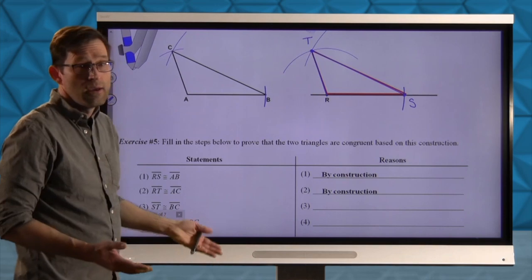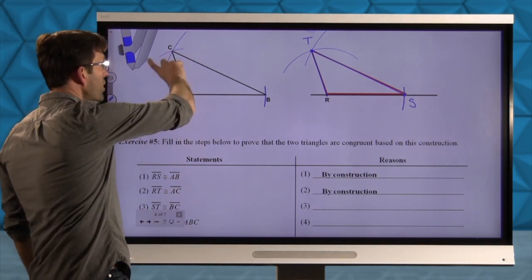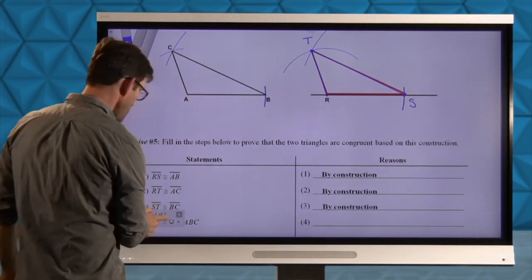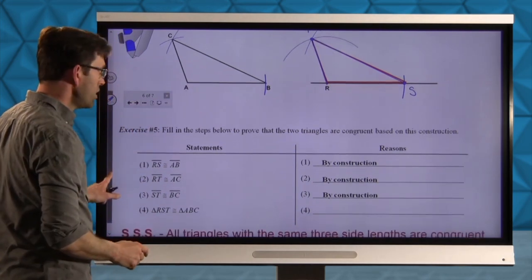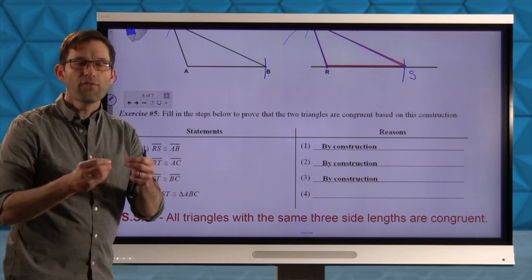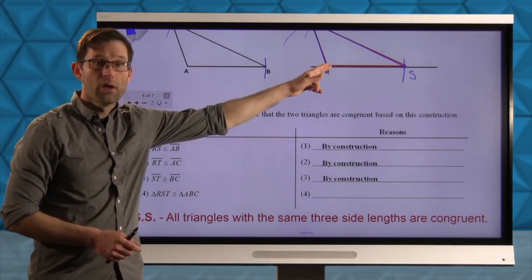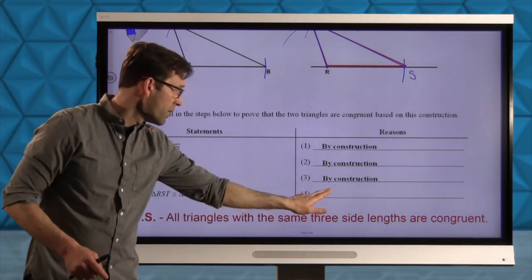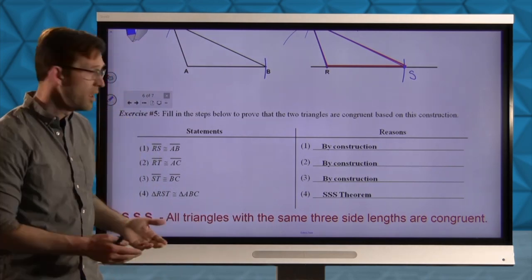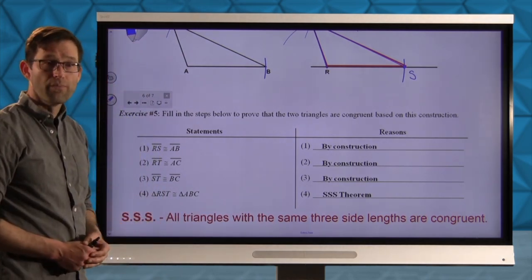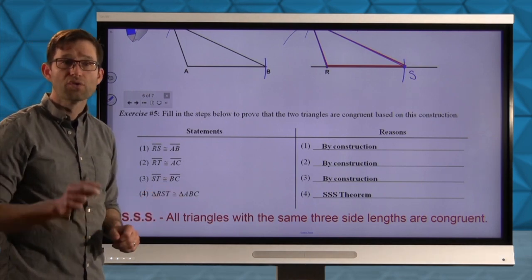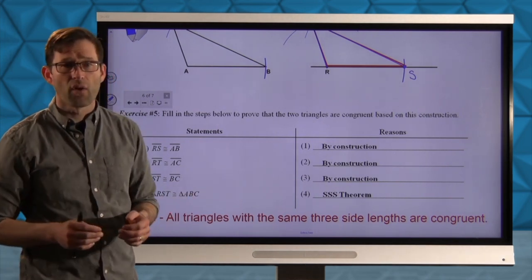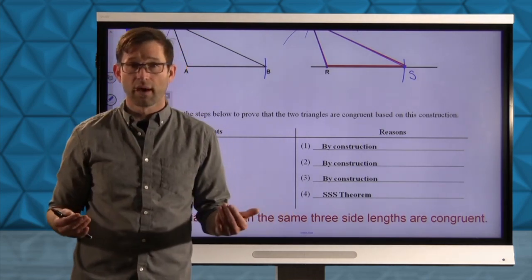Again, I hate to say it, but it's by construction. I came over here, I marked the length of AC, and then I marked it over here, right? Likewise, why is ST congruent to BC? Also by construction, right? I forced the 3 sides of the triangle here to be congruent to the 3 sides of the triangle here. So why are those 2 triangles congruent? Well, that's by the side-side-side theorem, right? And it really gets at this larger principle, which is any time that you have 2 triangles that have 3 pairs of sides that are congruent to one another, those 2 triangles have to be identical. The angles come along for the ride, which is really kind of neat.